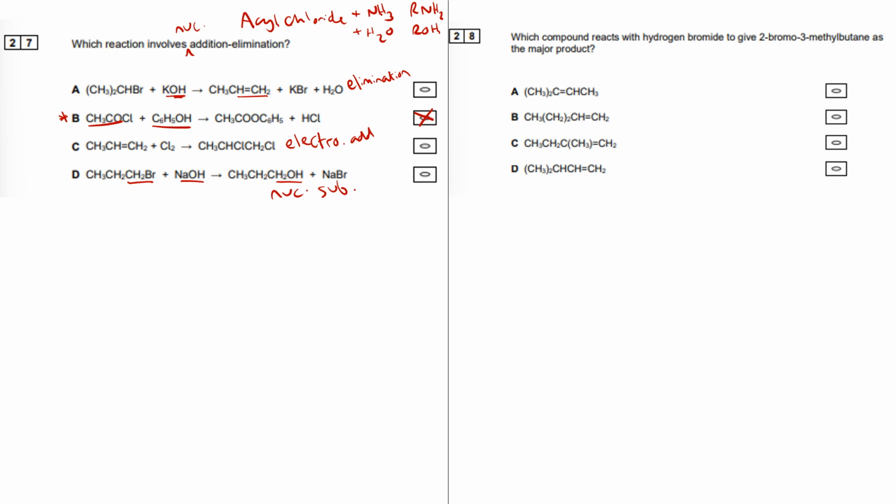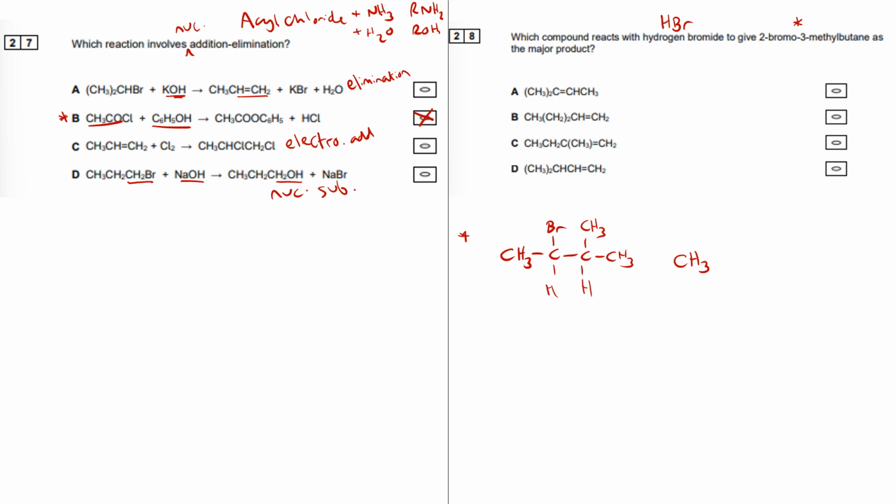Question 28. Which compound reacts with hydrogen bromide to give 2-bromo-3-methylbutane as the major product? So I'll start just by drawing out 2-bromo-3-methylbutane. So you're going to have your bromine on carbon 2, methyl on carbon 3. So this one is your 2-bromo-3-methylbutane. You'll notice that they're given as condensed structural formulae, so I'll just write these out using that formula as well, just so we can see.